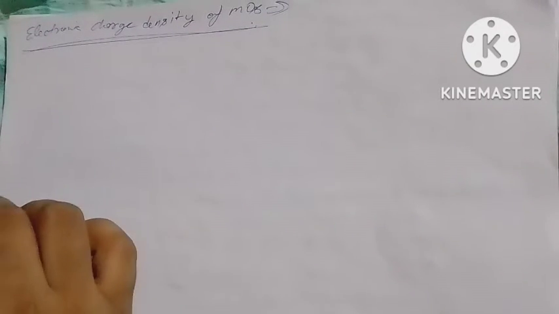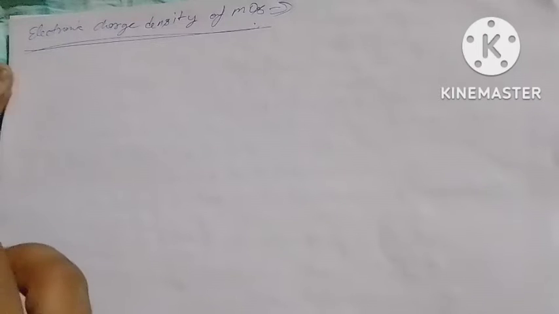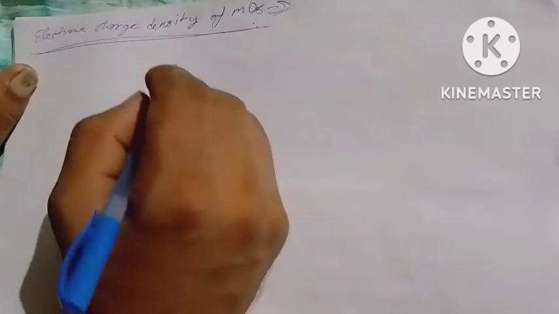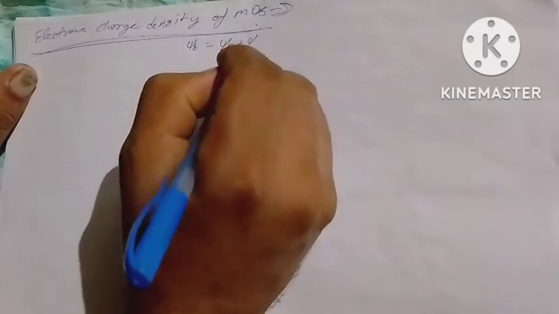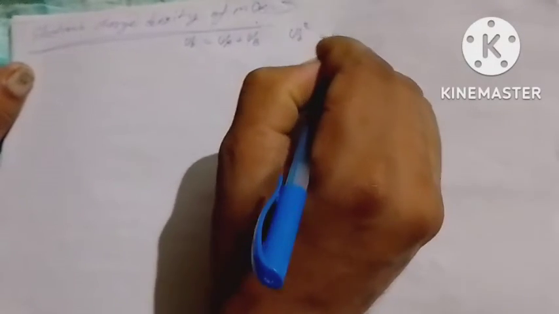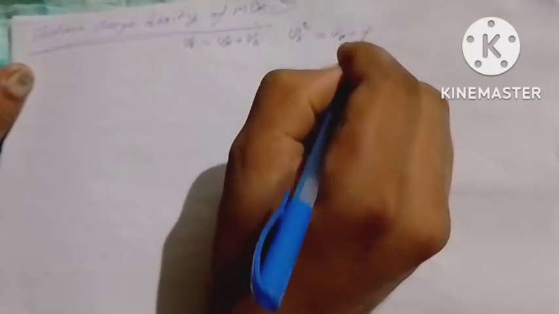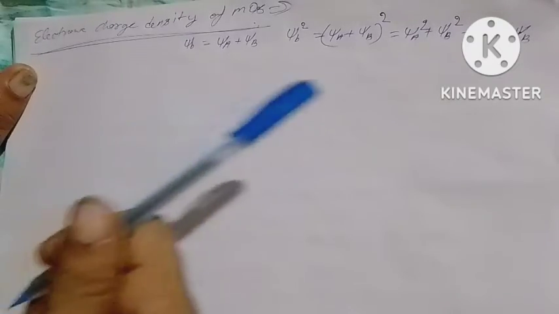Electronic charge density of molecular orbitals. As psi square represents the probability of finding an electron in an orbital, then psi B equals psi A plus psi B, and psi B square equals psi A plus psi B whole square, equals psi A square plus psi B square plus 2 psi A psi B.